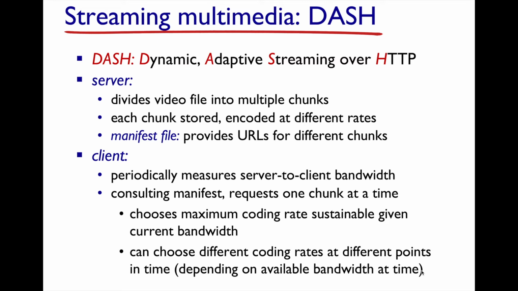So the client starts out saying, you know what? I choose the maximum resolution chunk or that version of the movie in the beginning. Now, I want to get a high def, high quality movie for the person that's watching the movie. And so it chooses the maximum coding rate that's sustainable based on the prevailing bandwidth conditions. And so it starts out with the maximum resolution, and then it measures the bandwidth. And if the bandwidth drops to a certain point, it says, the bandwidth is degrading. Let me select a lower resolution version of this movie when I request the next chunk or the next block.